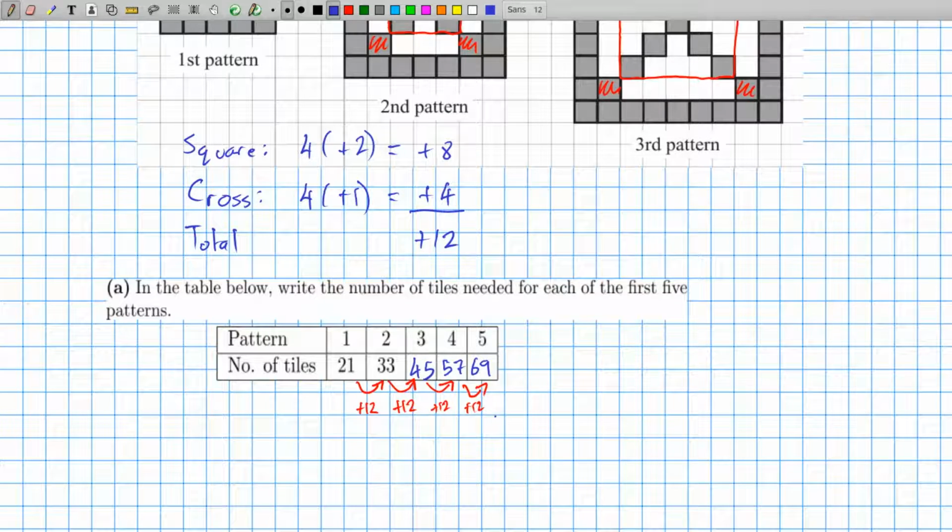So we're adding on 12 each time. If you want, you can draw out what the next pattern is in each case. You're given space to do that on the previous page. But I think it's worth doing the investigation first rather than the brute forcing that is actually drawing out these patterns.